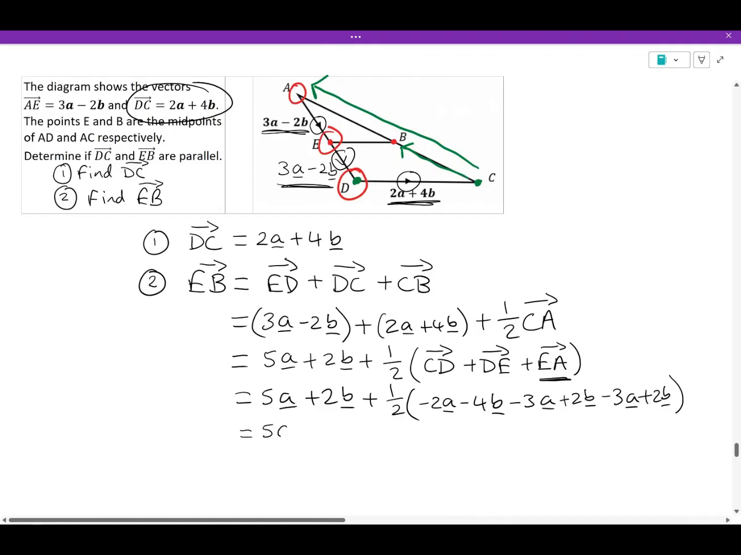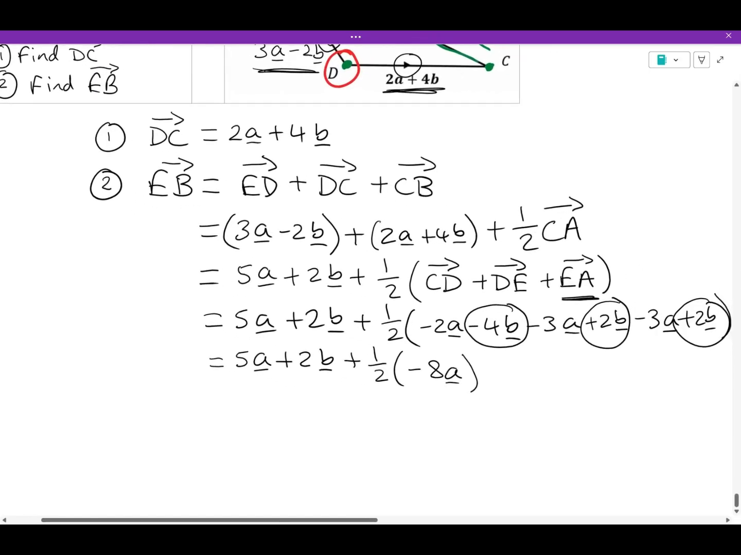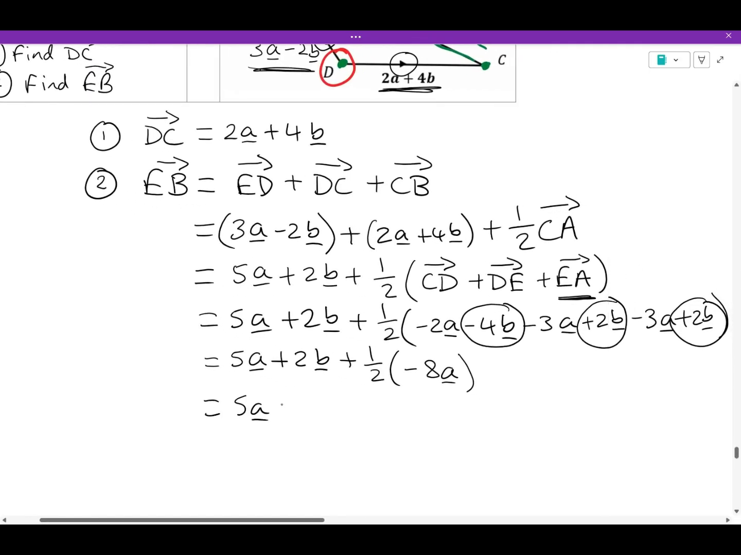So I'm first going to simplify inside my bracket. So I'd have my half outside, and then we got negative 2a, subtract 3a, subtract 3a. So that's going to be negative 8a. And then if we do my b's, we got negative 4b plus 2b plus 2b. So that's actually going to come out as 0b, which is quite nice for simplifying. Now let's multiply by a half. So we'd have 5a plus 2b, and then a half of negative 8a is negative 4a. And then collecting my like terms, 5a subtract 4a is positive 1a. And then we got the plus 2b like that. And that is my vector for E to B.